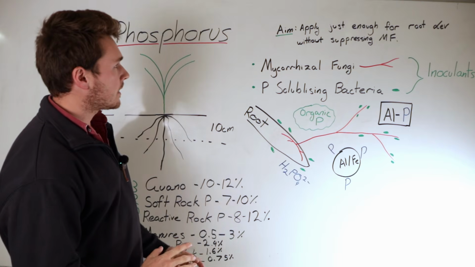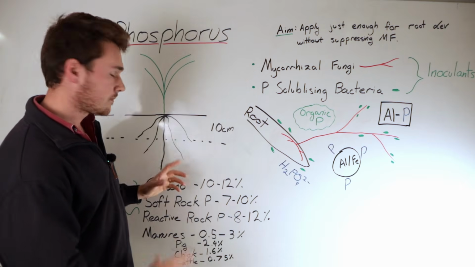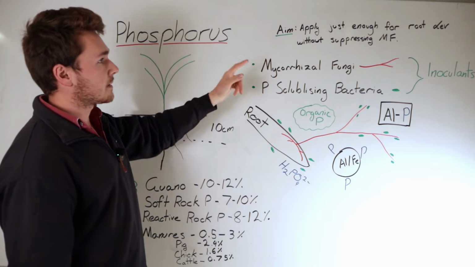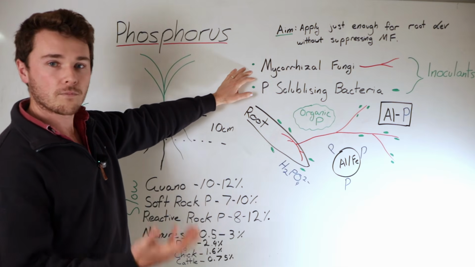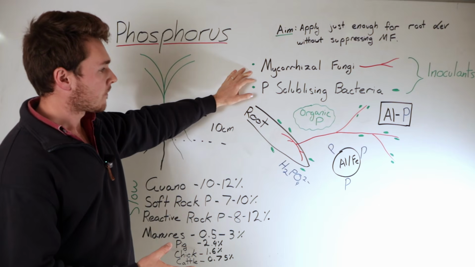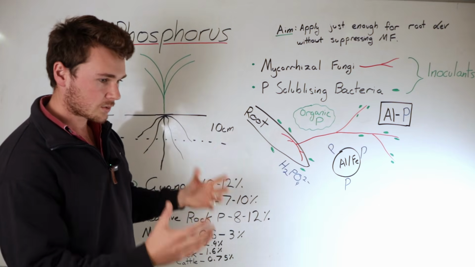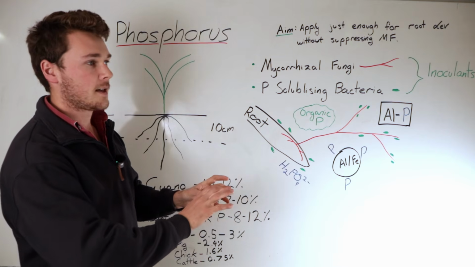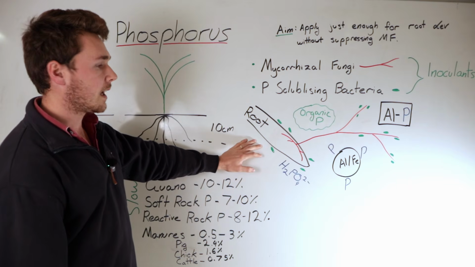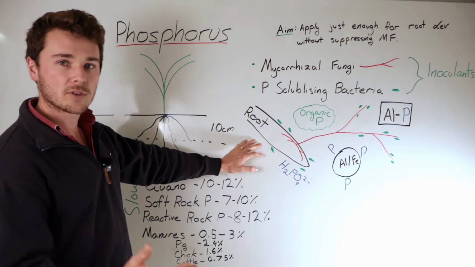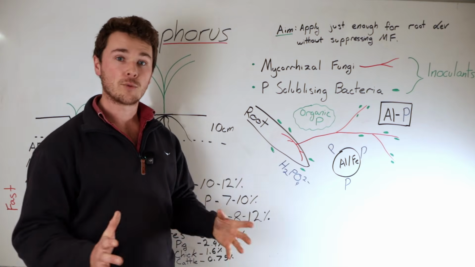The overall aim is that we want to apply just enough phosphorus for root development so we can get a really nice big root on this plant without suppressing mycorrhizal fungi. Mycorrhizal fungi are really important in the whole phosphorus acquisition for our plants. Effectively, what happens is the plant puts down their root, the mycorrhizal fungi will colonize that root and then explore further into the soil. Some people estimate it increases the effective rooting zone of the plant by 100 times or 1,000%, which is very important for phosphorus because it doesn't move at all in the soil.